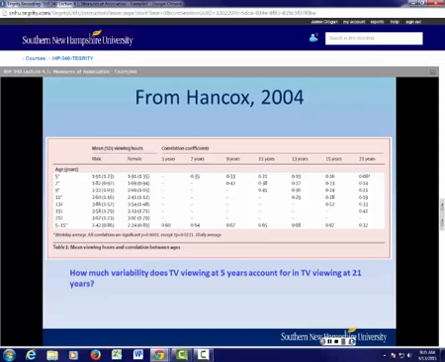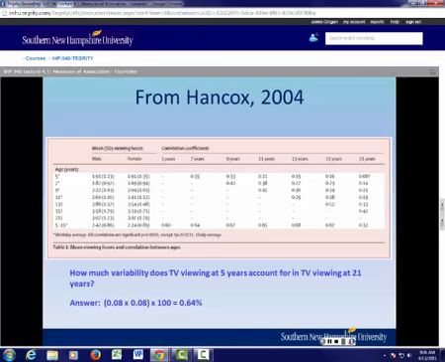we are going to need to find the correlation and then on our calculators square it. And so TV viewing at 5 years and TV viewing at 21 years, we need to find the correlation between those two. So the row 5, the column of 21, there's a correlation of 0.08. That's the correlation.